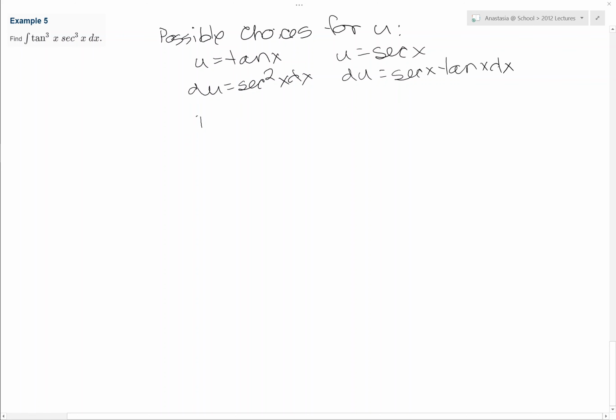We also want to keep in mind that the identity we're going to use here, the Pythagorean identity involving secant and tangent, is tangent squared x plus 1 equals secant squared x. So we have squared powers of both tangent and secant. Keep that in mind when we're trying to figure out what we have that's extra.